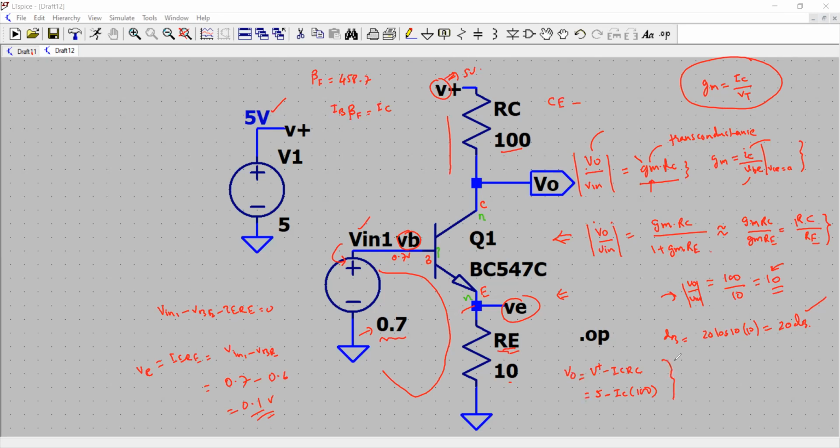Second expression for the VO is simply VCE, which is the drop across this, minus VE. VE is this voltage, or IRE. So you should know what is IRE. So VE is roughly, we calculated, to be 0.1 volt. But remember, we just assumed the value of VBE. We don't know what is the value of VBE here. Do we have that in our SPICE model?